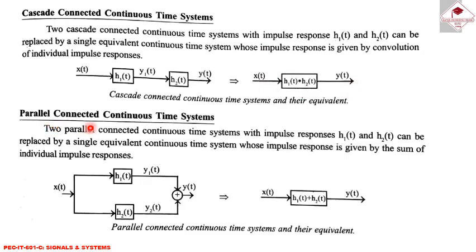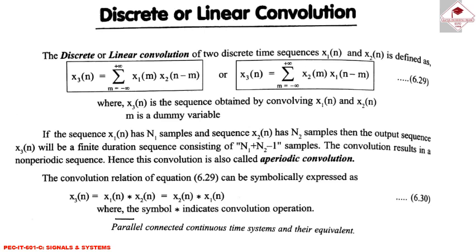And in case of parallel connection of continuous time systems, this is the parallel connection. Instead of taking the output from each system, we can add the impulse responses, that is h1(t) and h2(t), then apply the system input, and finally we get the response y(t) at the output. So this is the parallel connection of continuous time systems. In this way we can get the output. Next is discrete or linear convolution.